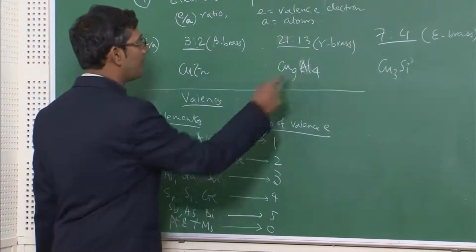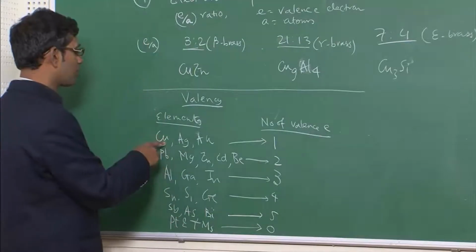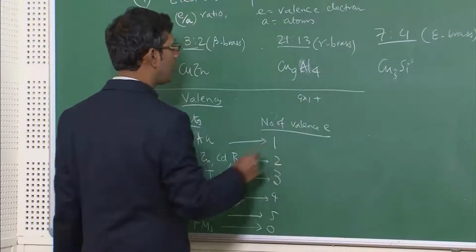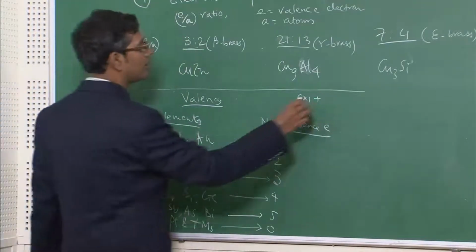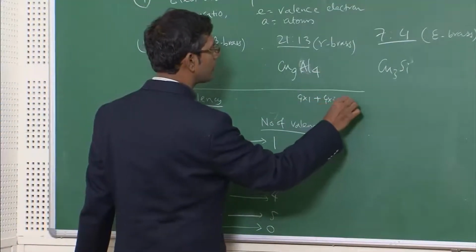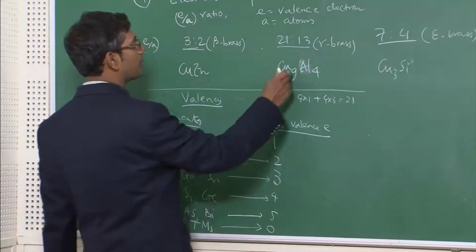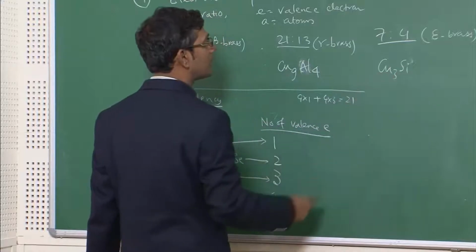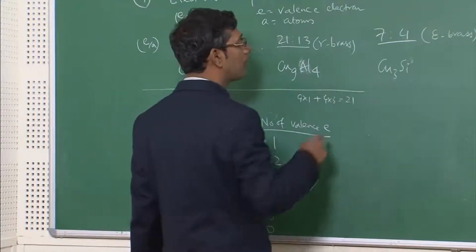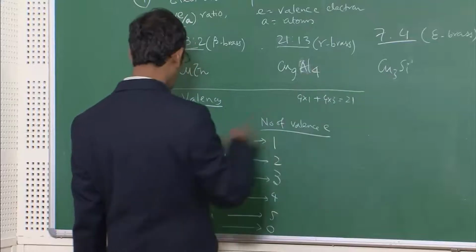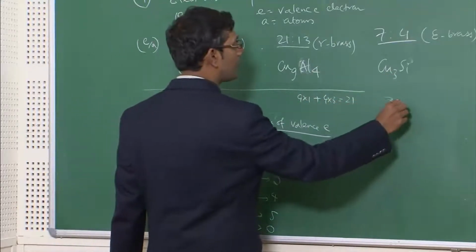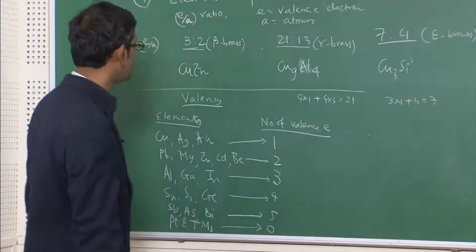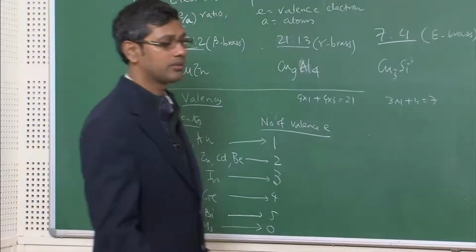So for copper and aluminium, Cu9Al4: copper has 1 electron, so 9 into 1 is 9, plus 4 into 3 is 12, so this is 21, and the number of atoms is 9 plus 4, 13. Here again for copper silicon, Cu3Si, the number of atoms is 3 plus 1, 4, and the number of valence electrons: copper has 3 into 1, silicon has 4, so 7. 7 by 4, very easy, anybody can do these problems.